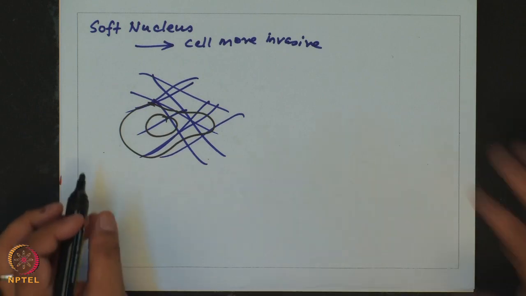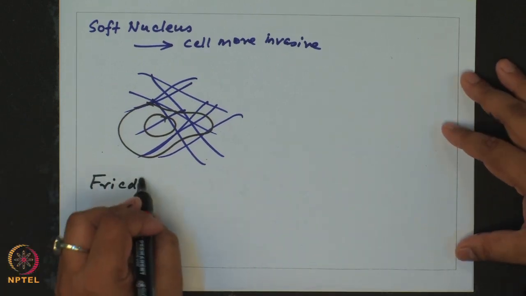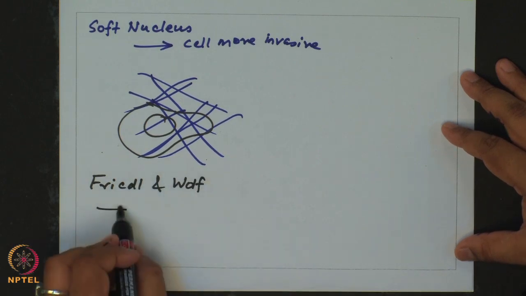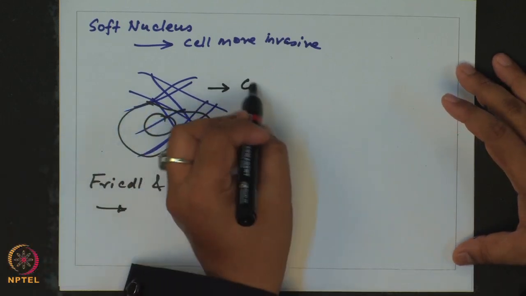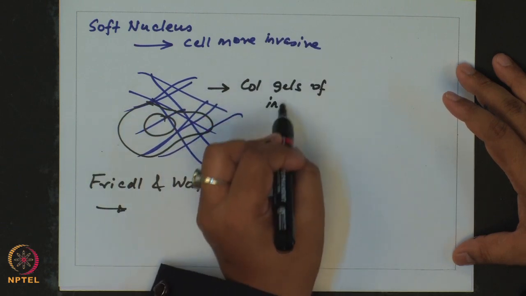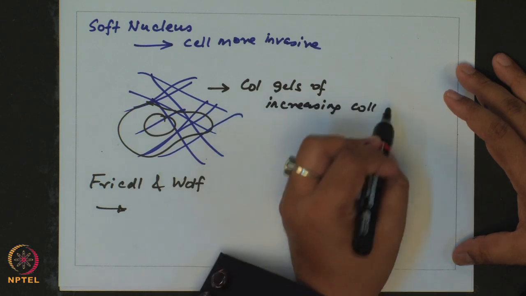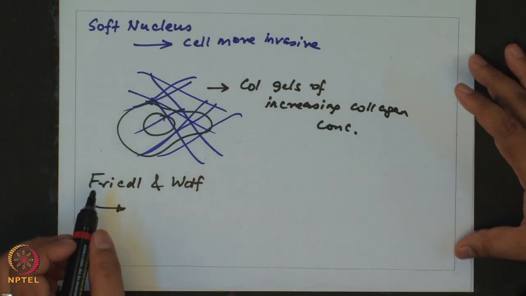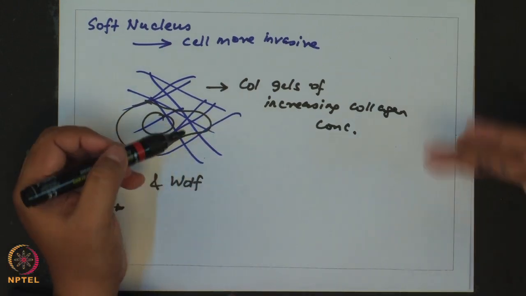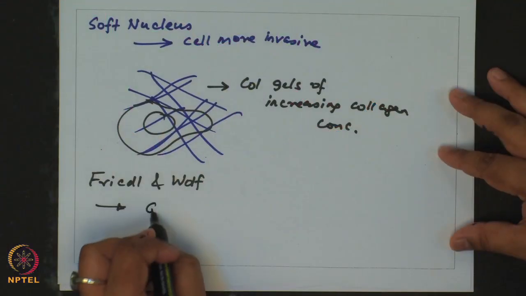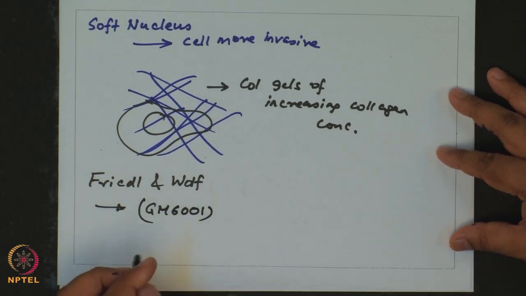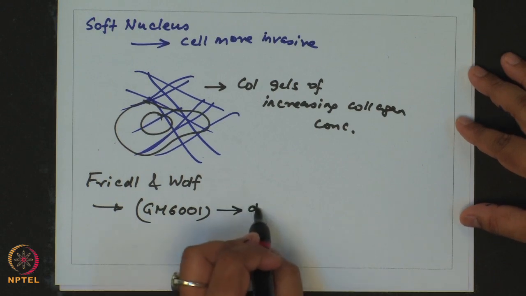There has been a seminal study by Friedl and Wolf, and they showed that when cells migrate through matrices, they tracked cell migration through collagen gels of increasing concentration. What they showed is that if the cell is secreting MMPs, then whatever the concentration does not matter, because the cell will secrete MMPs and they will degrade the matrix, thereby making holes which are big enough for the cell to squeeze. However, in the presence of MMP inhibitors, so GM6001 is a broad spectrum MMP inhibitor, then you have a drop in migration speed.